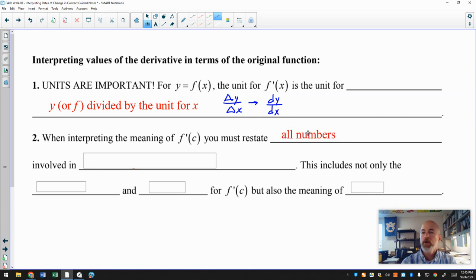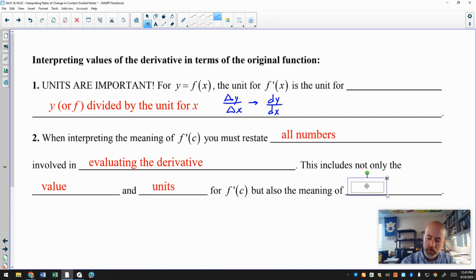And when you are interpreting the meaning of a derivative, you must restate all numbers that are involved in evaluating the derivative. That means the input as well as the output, not only the value of the derivative, but the number that you use to get that value. And so that includes not only the value that you achieve, but make sure you include the units and also include the meaning of the x coordinate that provided that derivative value. So you want to make sure you restate everything that is requested.